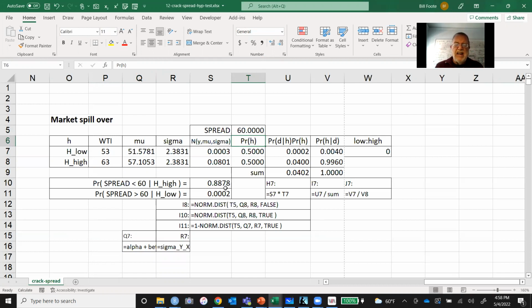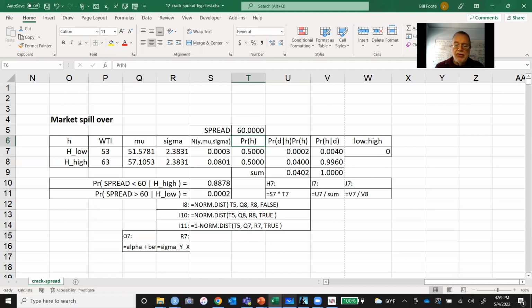There's that wedge, 88%. That wedge going up to 60 under the high is 88. For the low, anything greater than 60 under the low is practically non-existent, which lines up with the low versus high being 0.004 divided by 0.996, which is nearly 0. Right, that's out. From a plausibility point of view, I think we would all agree with that.